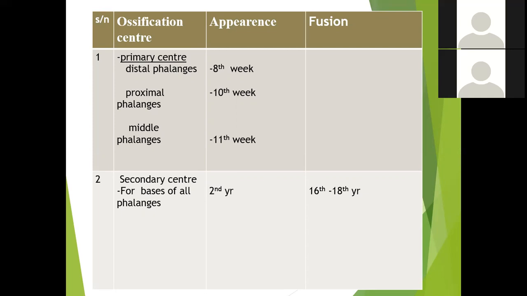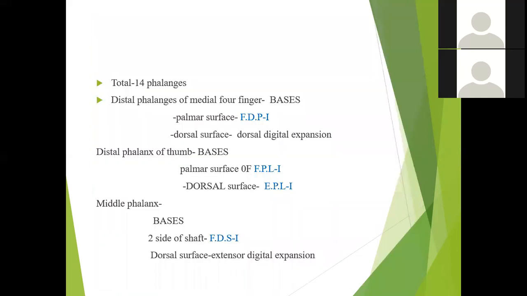Okay. So next we are coming to the external features of the phalanges with their attachments. Totally we have 14 phalanges. So the distal phalanges of the medial forefinger.